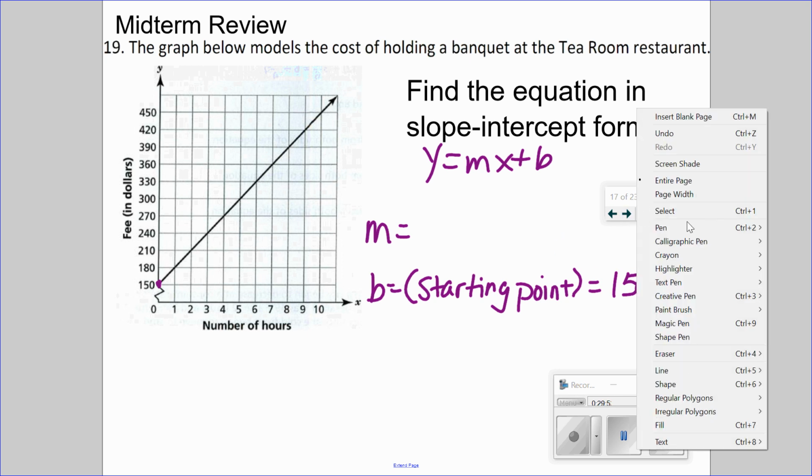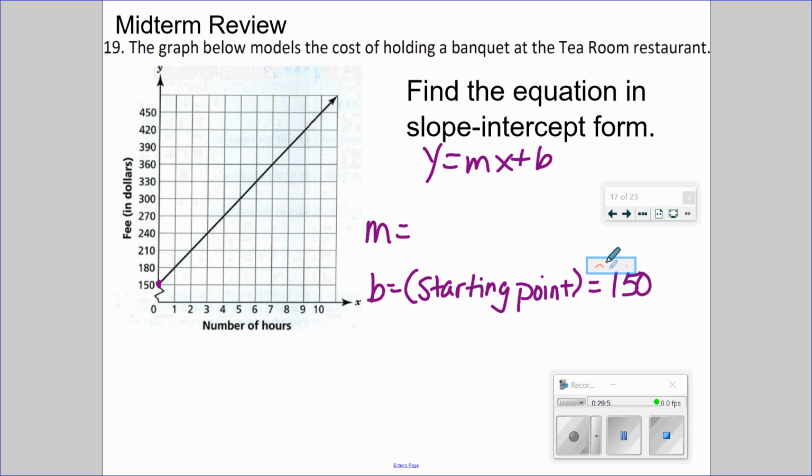And the slope, because it's a graph, we could do rise over run. So I'm going to write that down for myself. You could do 2 points, but it's easy to do rise over run. Well, I could see I went up and over. So from 150 to 180, I went up 30. And from 0 to 1, I went 1 to the right. So my rise is 30 over 1, which is 30. So my slope is 30.